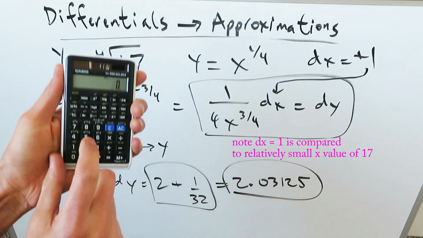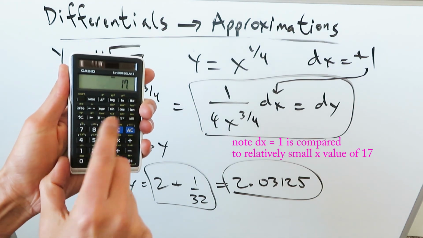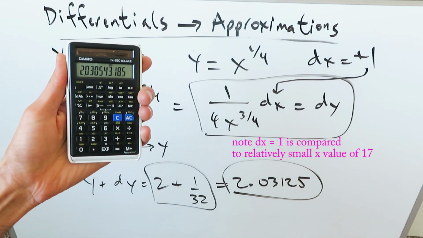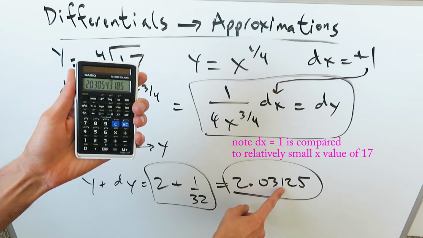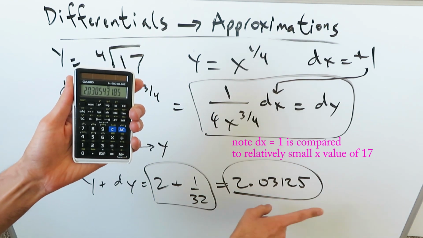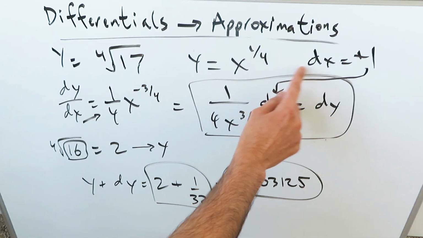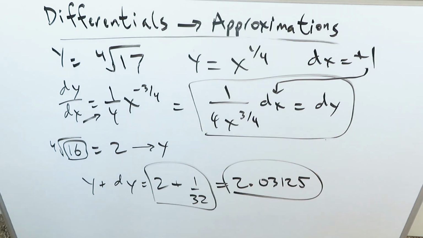Bring in your 17 and the 4th root. I have here 2.0305. I'm differing from the 3rd digit onwards, but again, in this particular case, the positive 1 increment is still a little larger than preferable, hence the approximation is not exact, but it's very good. So this right here is question number 2.